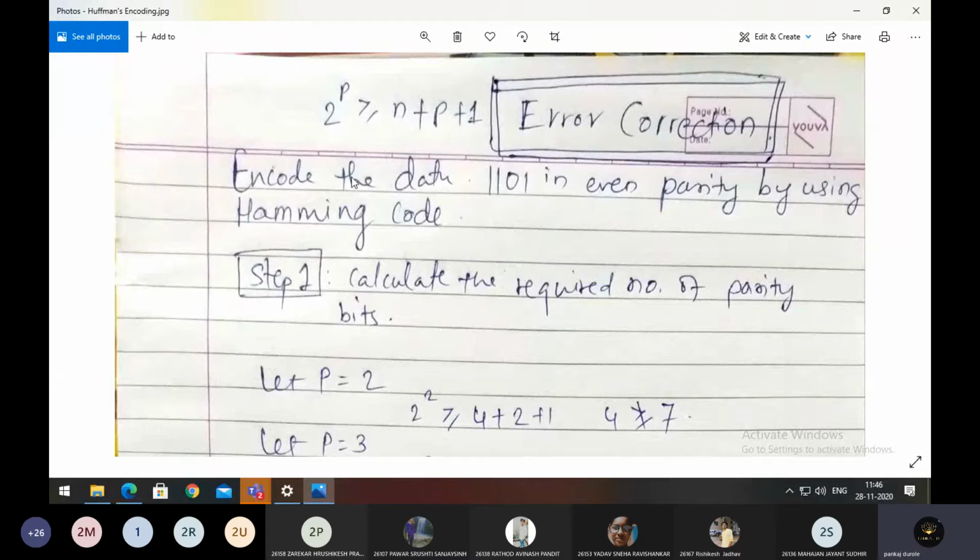Means the sender has sent the even parity data, and the receiver is also expecting even parity data, right? But the receiver has got this particular information, and now we need to encode this information to even parity, by using, of course, the Hamming code.